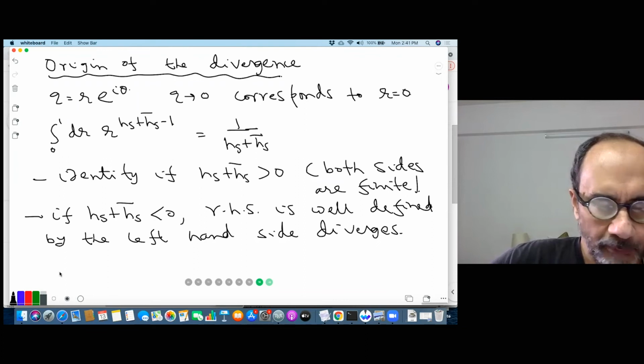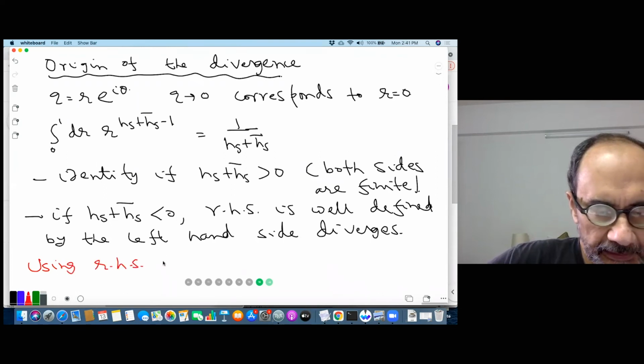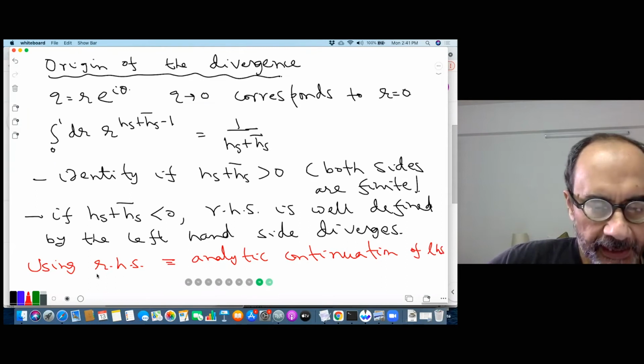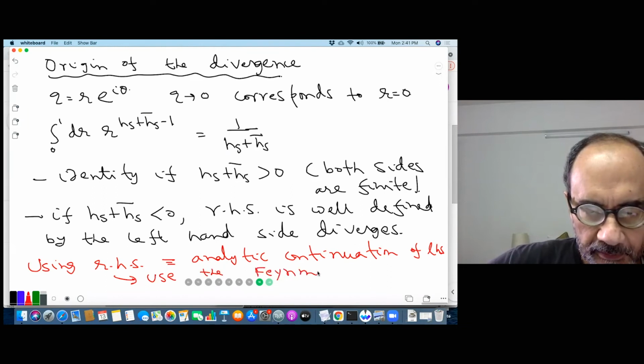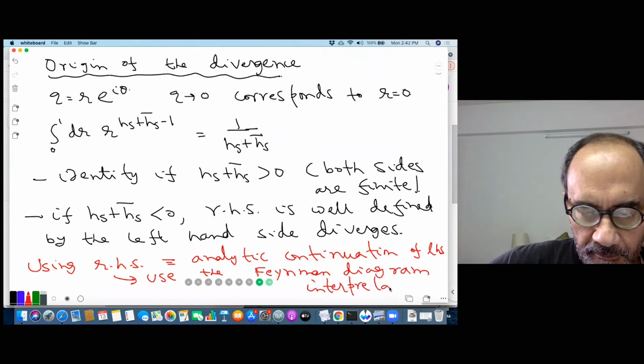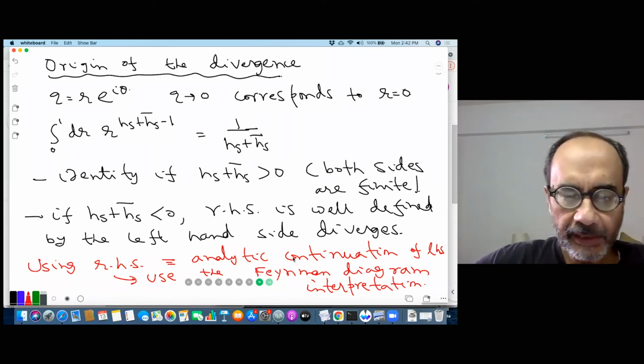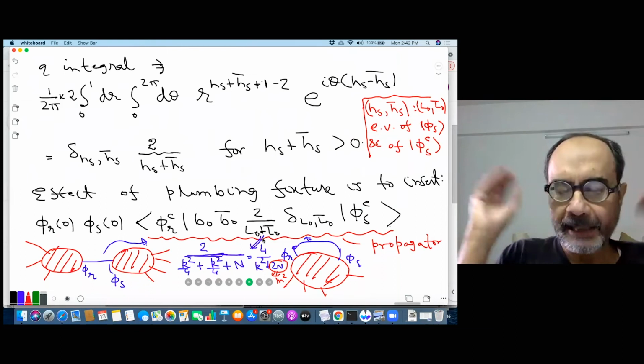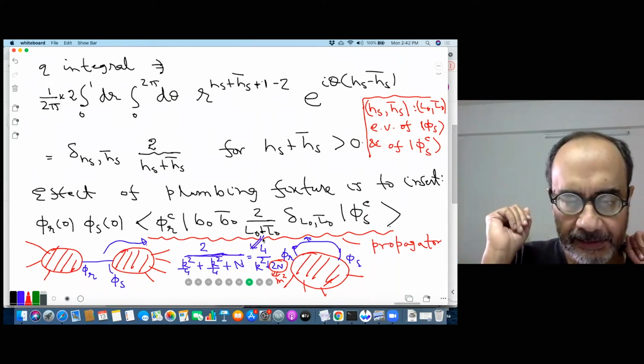Then the RHS is in fact the analytic continuation of the left hand side in this case. Using the RHS is equivalent to analytic continuation of the left hand side, and using the RHS means that you use the Feynman diagram interpretation. From the Feynman diagram perspective, this is more fundamental: 1 over L0 plus L0 bar, that's 1 over k square plus m square. That's the fundamental description of this amplitude.